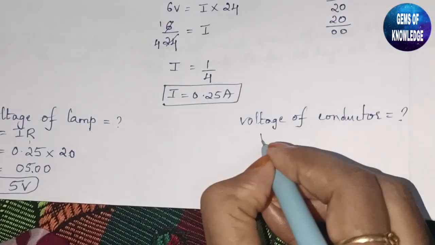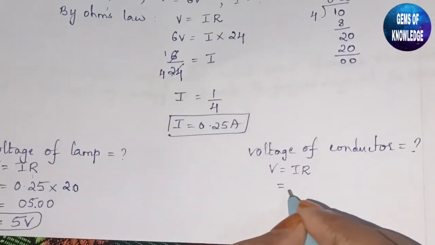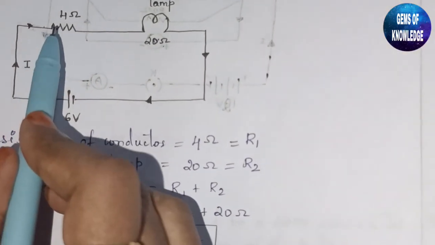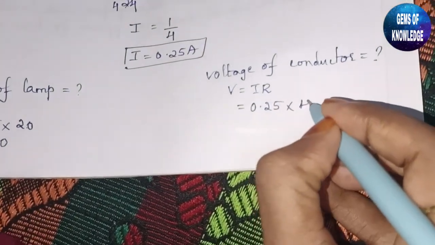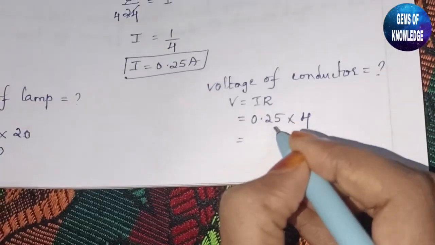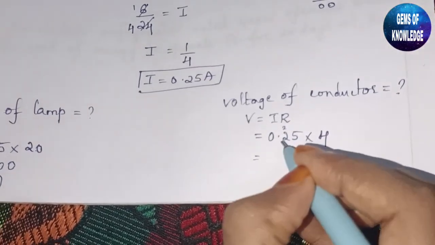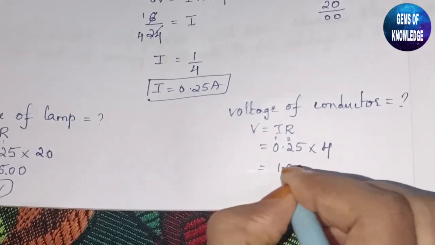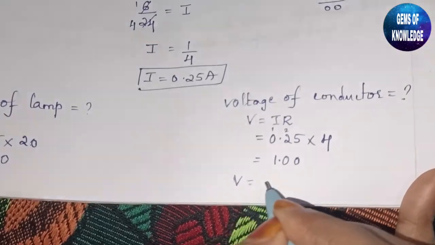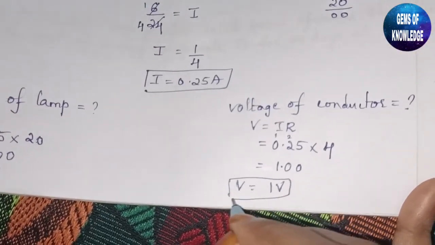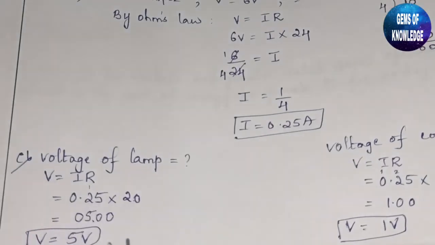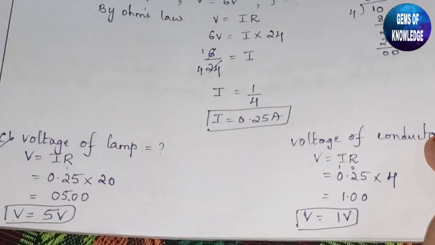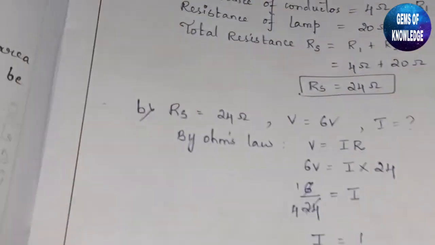Next, V is equal to IR. So the I value is 0.25 into the resistance of the conductor, which is 4 ohms. So it is 4. 4 fives are 20, 0 and 2 carry. 4 twos are 8, 9, 10, 0 and again 1 carry. 4 zeros are 0 plus 1 is 1. Point after 2 numbers. So voltage V is equal to 1 volt. So as I told you, it is together 6 volts. So 5 volts is passing through the lamp and 1 volt is passing through the conductor. Okay, we'll move on to the next question.